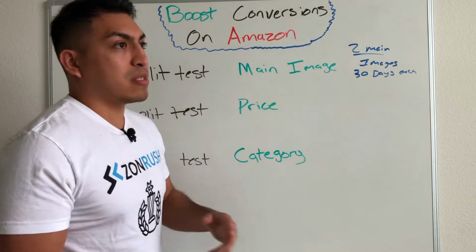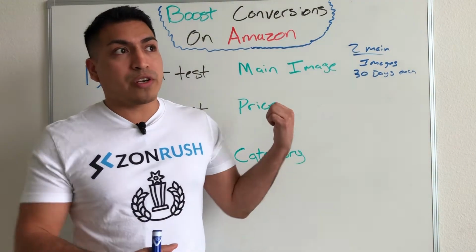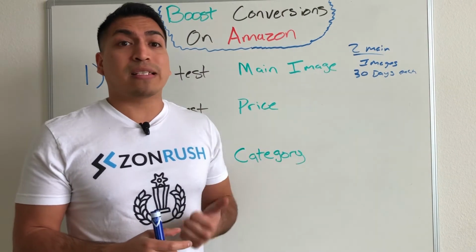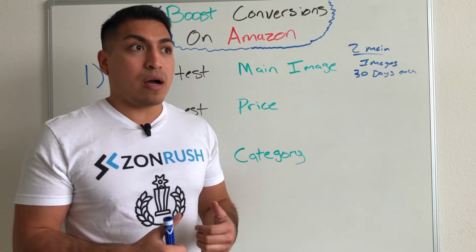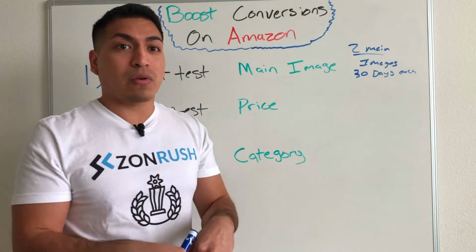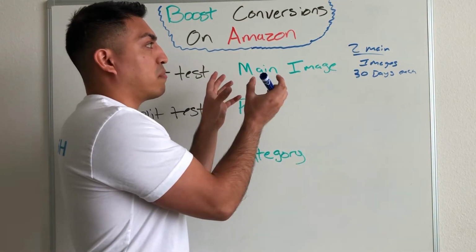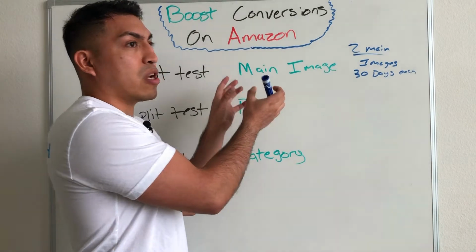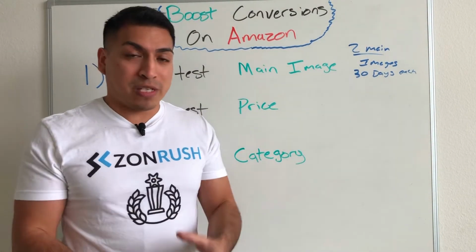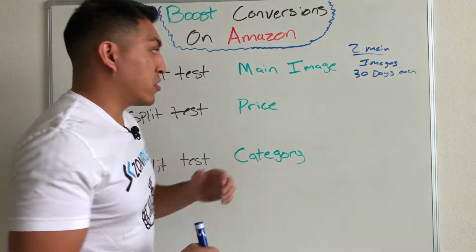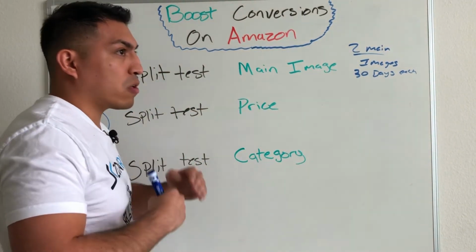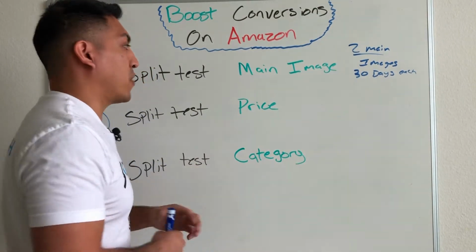And also, when you split test your main image and your conversions are increasing on Amazon, your PPC click-through rate is going to go up as well, meaning your cost per click is going to go down. So not only is it important to split test the main image for organic sales, but it will literally also improve your PPC campaigns, okay? And so once you split test the main image, again, you want to find that optimal conversion rate, all right?